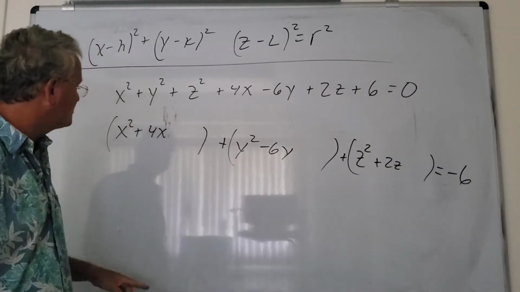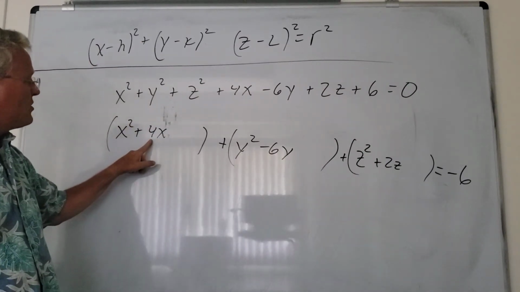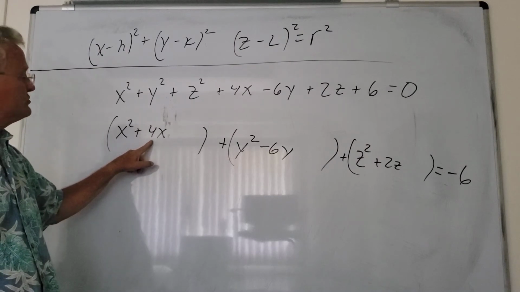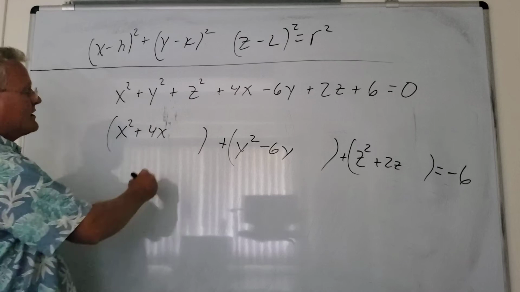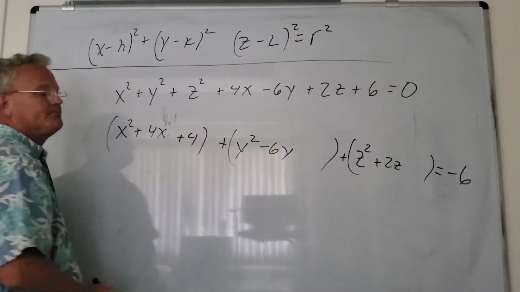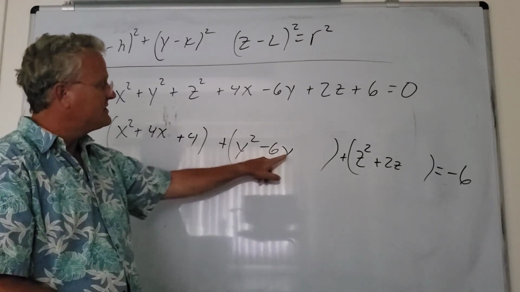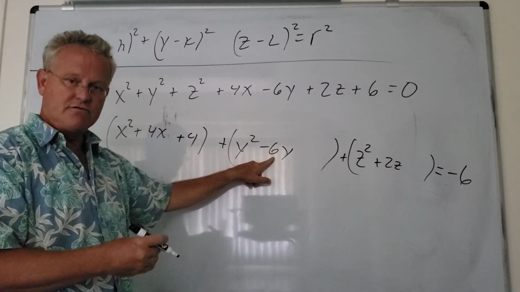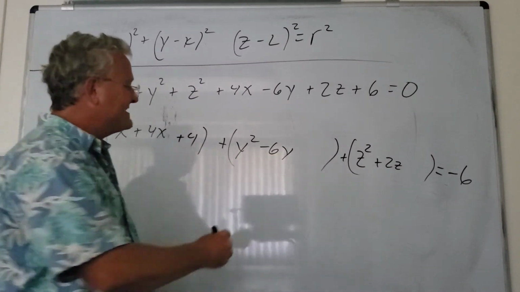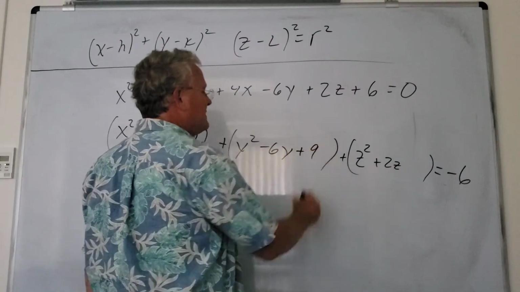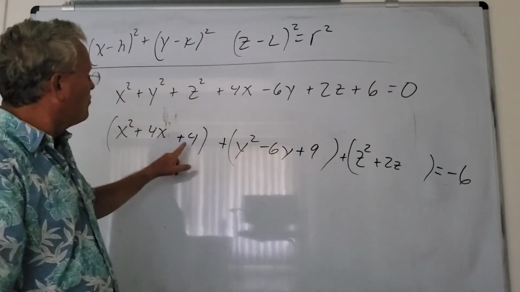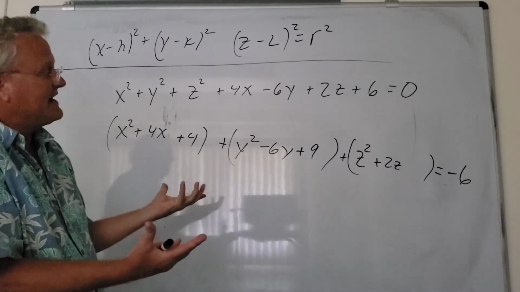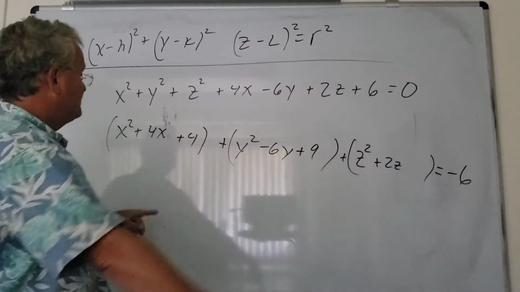Remember, to complete the square, you take half of the coefficient of x and square it. Half of 4 is 2, and 2 squared gives us 4. Same thing here: take half the coefficient of y. Half of -6 is -3. -3 squared is 9, so we add 9. Now, remember, when I add 4 to this side, I can't just add a number to one side. You've got to compensate by adding it to the other.